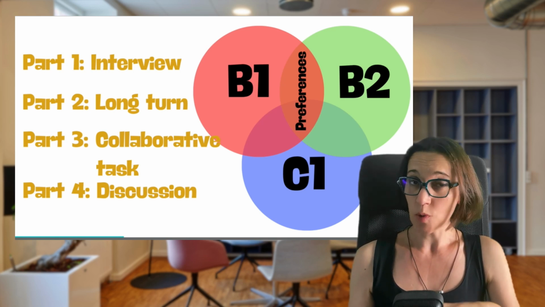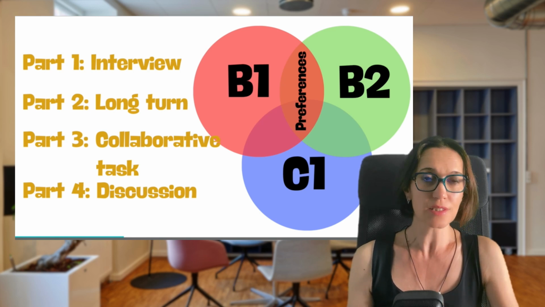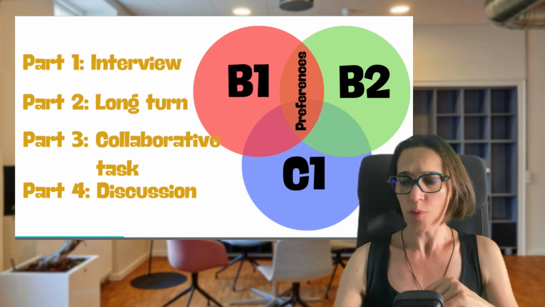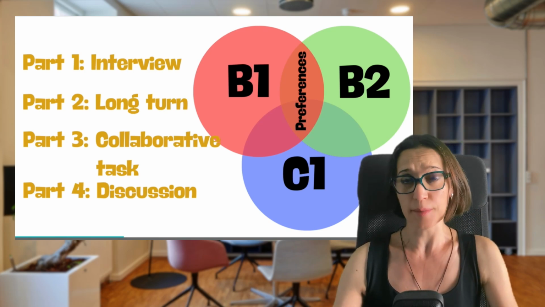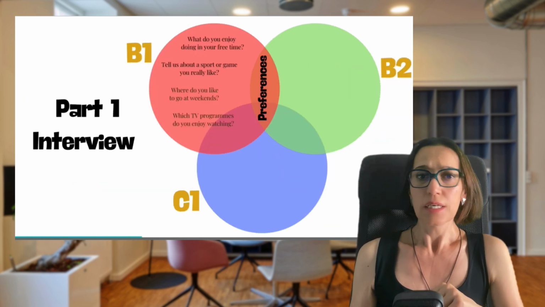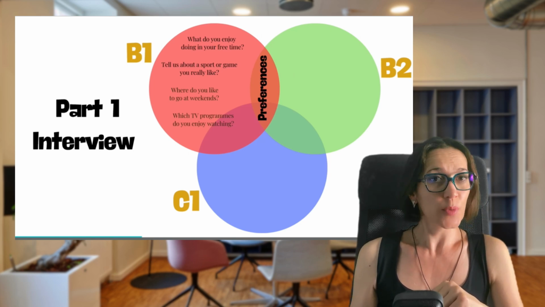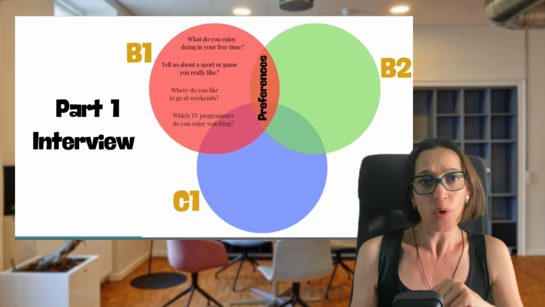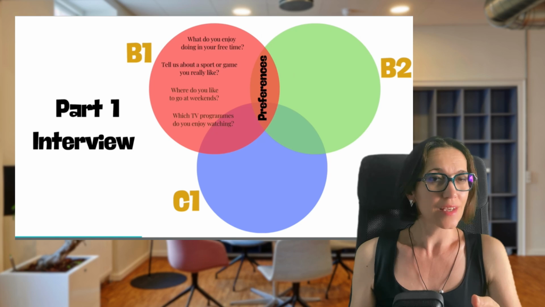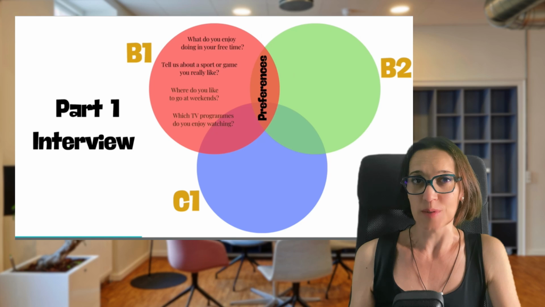I'm going to show you some questions taken from oral speaking exams, from sample tests. Let's see what they all have in common. Here is a list of questions taken from B1 Preliminary sample tests. What do you enjoy doing in your free time? Tell us about a sport or game you really like. Where do you like to go at weekends? Or which TV programs do you enjoy watching? Free time, weekends, entertainment, and sports. You are talking about your preferences.